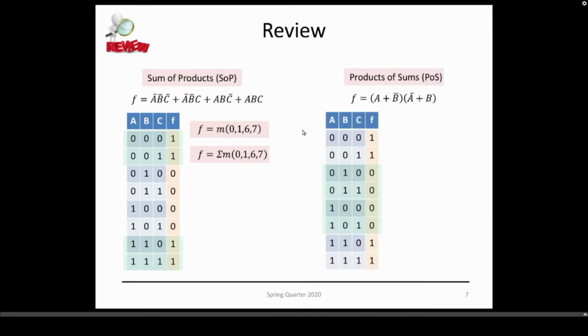We also learned the product of sums, or POS, which is the opposite. Now you focus on the rows where you have the zeros, and you write the expression with those zeros. And we're talking about maxterms, or M, and these are the rows where you have zeros. Keep in mind that the rows start at 0. So 0, 1, 2, 3, 4, and 5 are going to have zeros in this case.